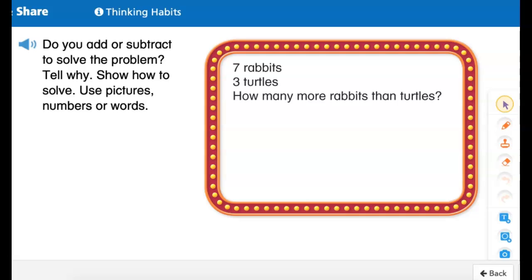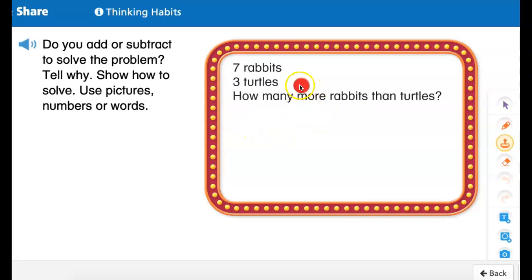On our Solve and Share, it says, do you add or subtract to solve the problem? Tell why. Show how to solve using pictures, numbers, and words. So boys and girls, you can actually solve this problem by using addition or subtraction. You could use either one. Mrs. Collier is going to use her counters for this, but you can just use your pencil or just watch for this section. That's okay too.